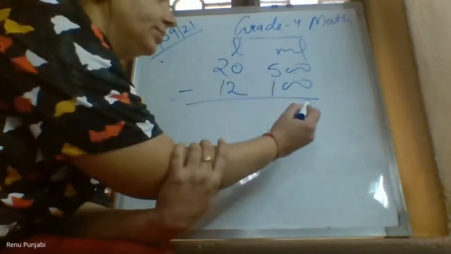Okay. So 0 minus 0 is 0. Again 0 minus 0 is 0. 5 minus 1 is 4. 0 minus 2 is not possible.